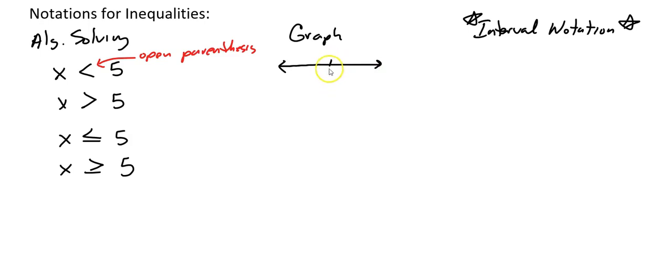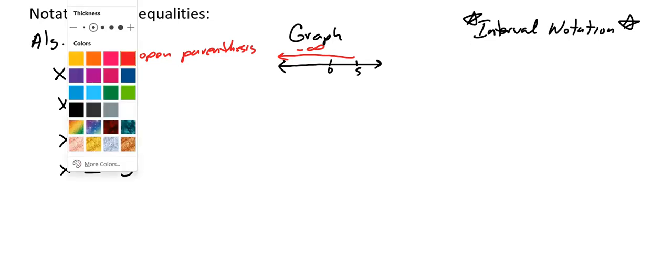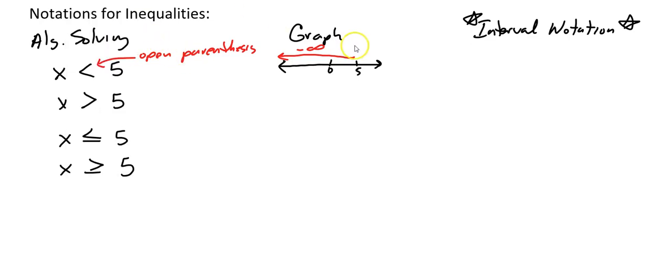Going to graph it, we're going to have a 0 and a 5. We know that x is less than 5, so x has to be everything in this direction, heading toward negative infinity. But it does not include 5. Since it does not include 5, we're going to have an open parenthesis, and it's going to look like that.